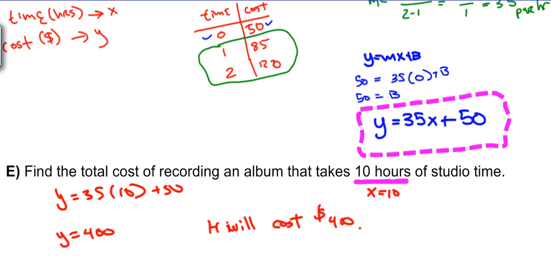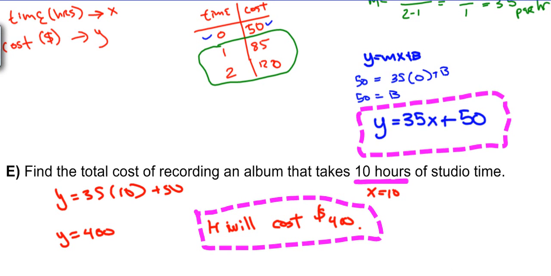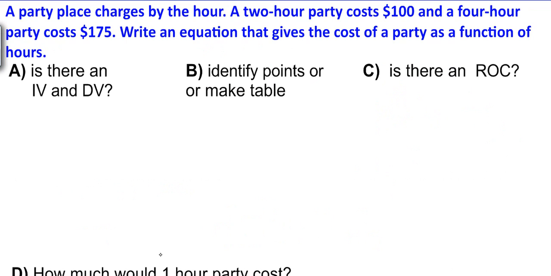That's your answer right there. Okay, write answers in full sentences. Let's look at another question. A party place charges by the hour. A 2-hour party is $100 and a 4-hour party is $175. Write an equation that gives the cost as a function of hours.